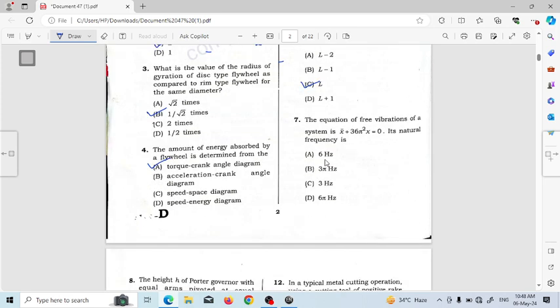Next, question number 7. The equation of free vibration of a system is x double dot plus 36 pi square x is equal to 0. Its natural frequency, so natural frequency unit is in hertz. So we have to find it carefully. So in the next page we solve.